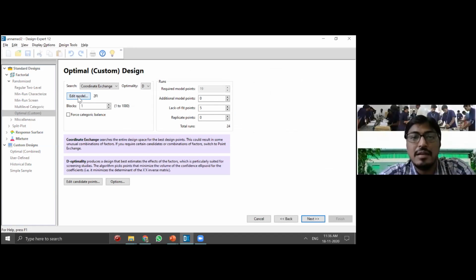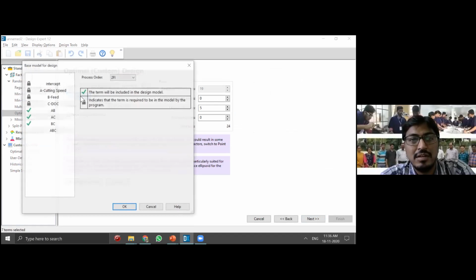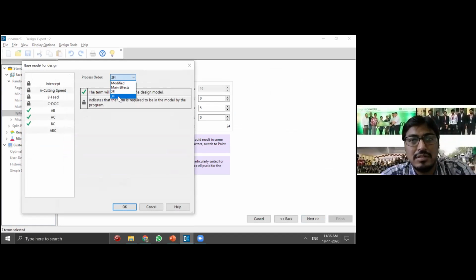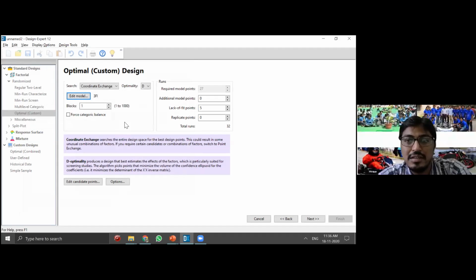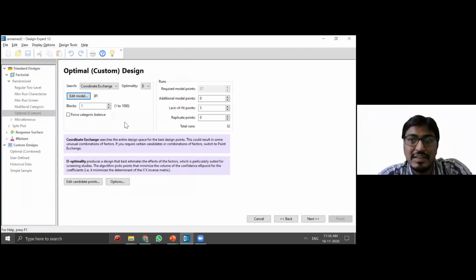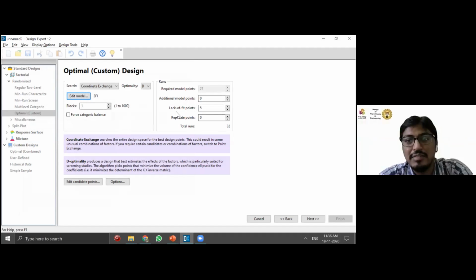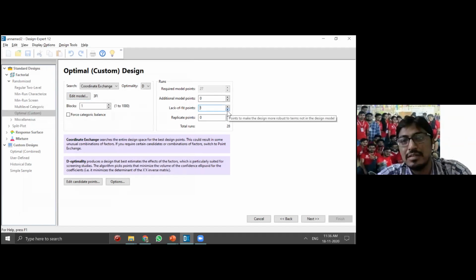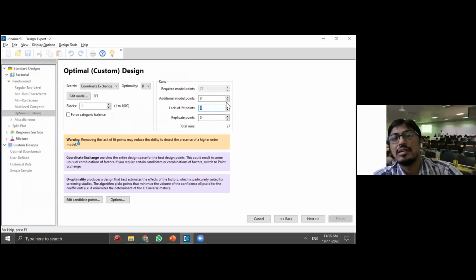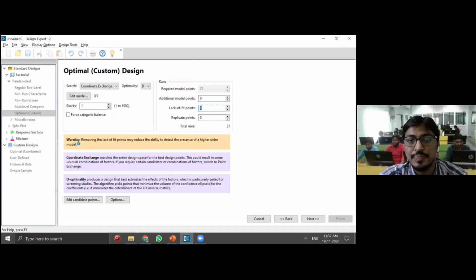Here, I am considering 3 factors, right? Initially, it is taking 2 factors. I have to edit the model and go for 3 factors. Once this is done, 3 to the power of 3 is 27, so required model points are 27. But the software gives some additional 5 lack of fit points, making the total runs 32. We don't require this initially. So I'm keeping lack of fit points at 0. I'm restricting it to 0.